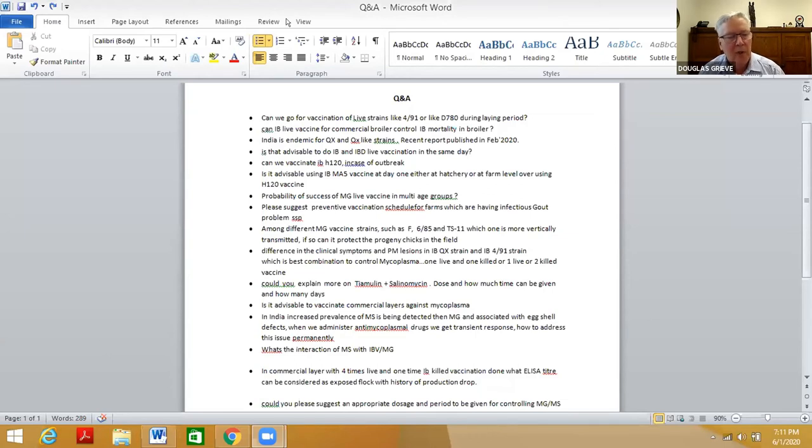It doesn't happen immediately, but there is some hope that eventually you've replaced the pathogenic field virus, or I keep saying virus, the field bacteria, with a less pathogenic vaccine bacteria. So, long answer to a short question, but yes, I think that is a good approach toward controlling MG on a multiple age farm.